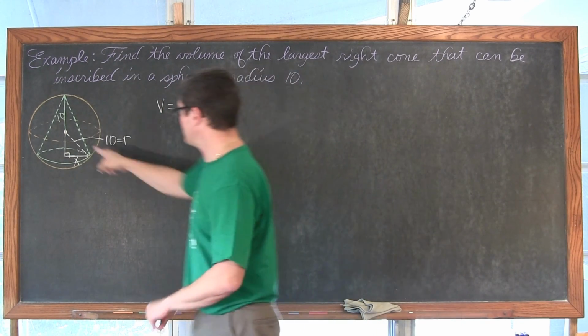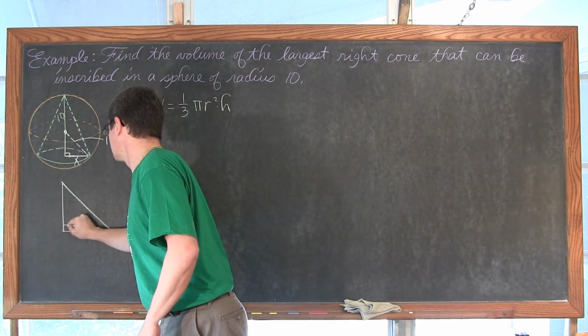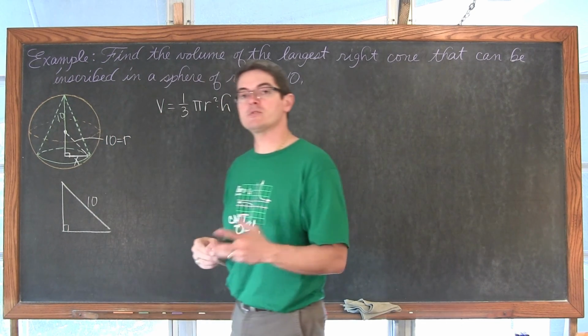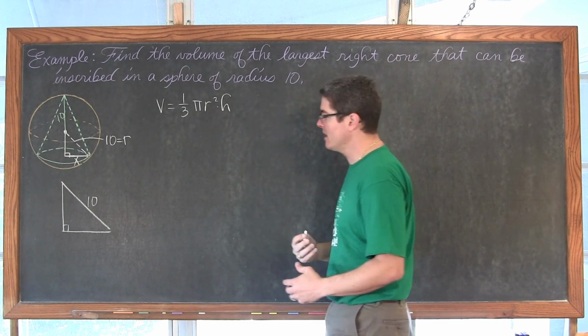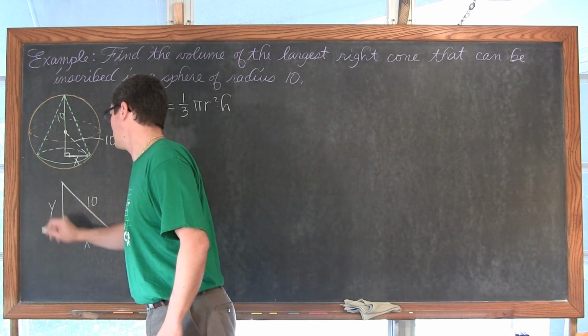So if I pull that right triangle out, it has a hypotenuse of 10 from the radius of the sphere. It has a length down here of x and a length up here of y.